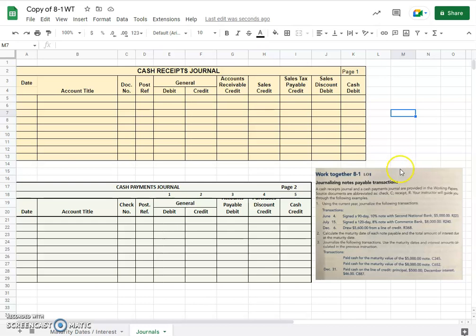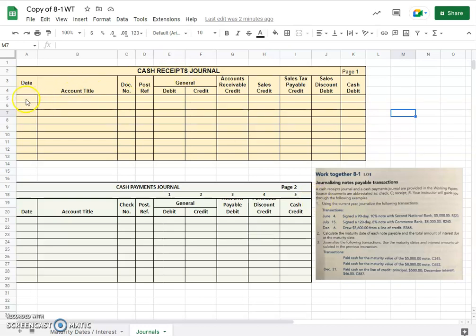In this video, I'll be going over Work Together Problem 8-1 on journalizing notes payable transactions. This is from the Century 21 Accounting Advanced Edition textbook by Gilbertson Lehman, so credit to them for this text and this problem. So first transaction we've got is June the 4th, signed a 90-day 10% note with Second National Bank, $5,000, receipt number 223.